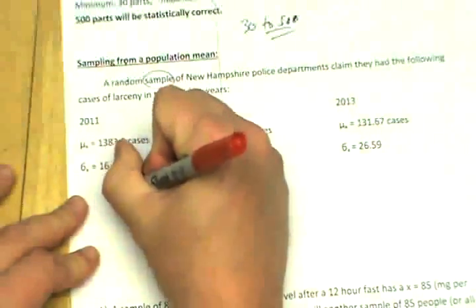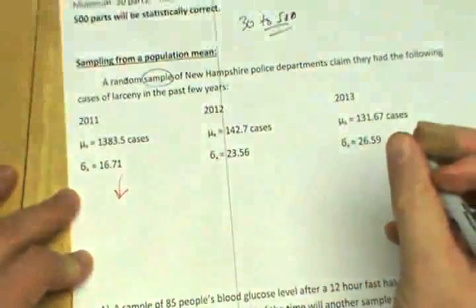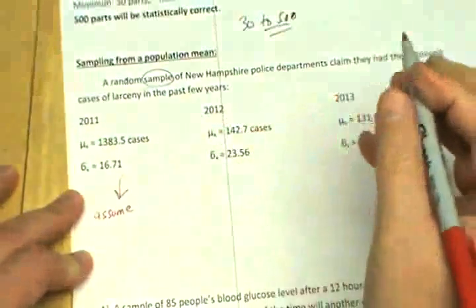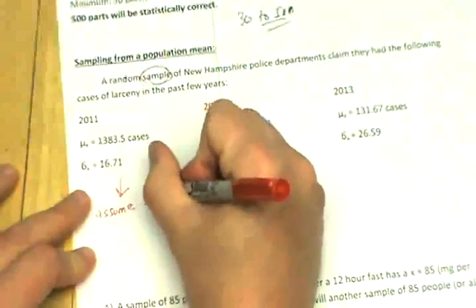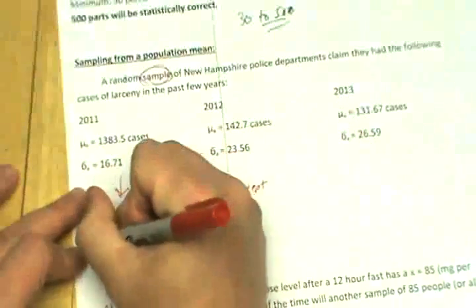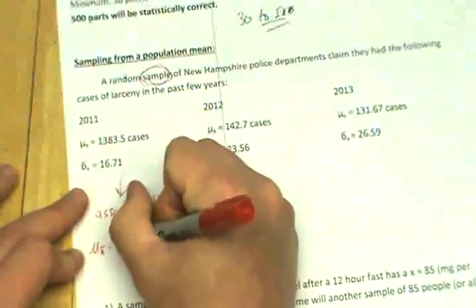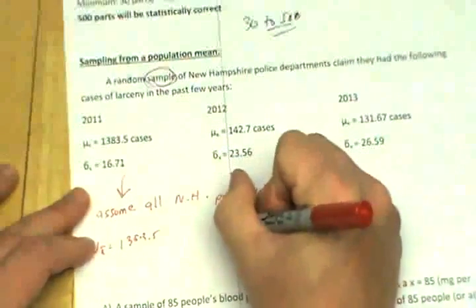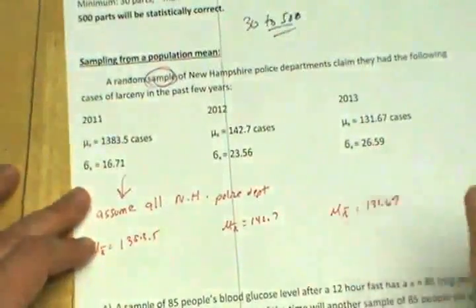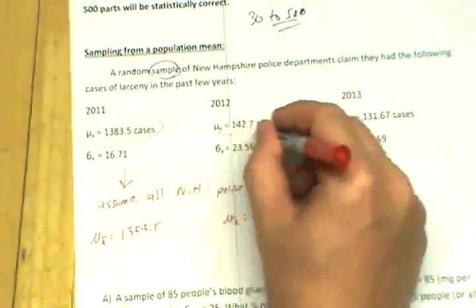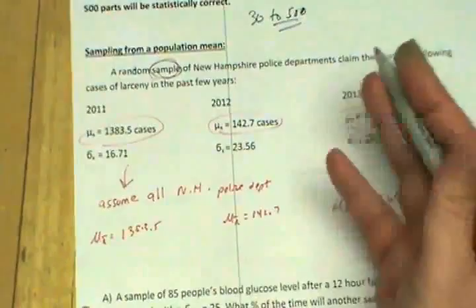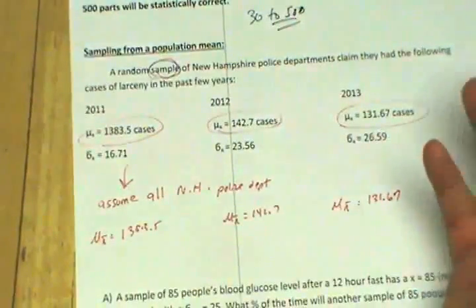So the way this works is, in order to sample everybody, because it's a sample, you're going to assume all New Hampshire police departments, and you're going to say the average is 1383.5. Here you're going to say the average is 142.7, and here you're going to say the average is 131.67. Whatever the sample mean is, that's going to be assumed to be the mean of all, in this case, New Hampshire police departments. You have no other thing to go by. So that's just the way it works.